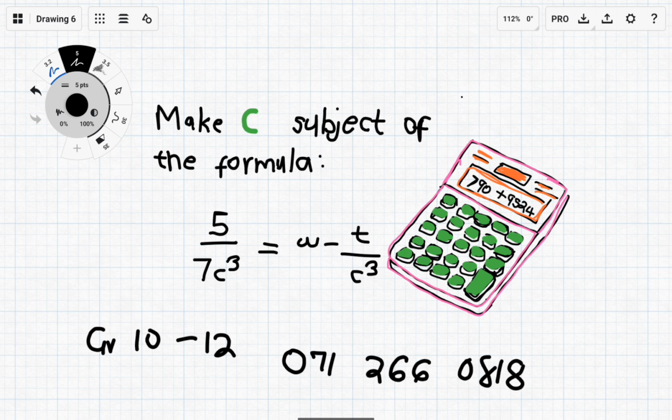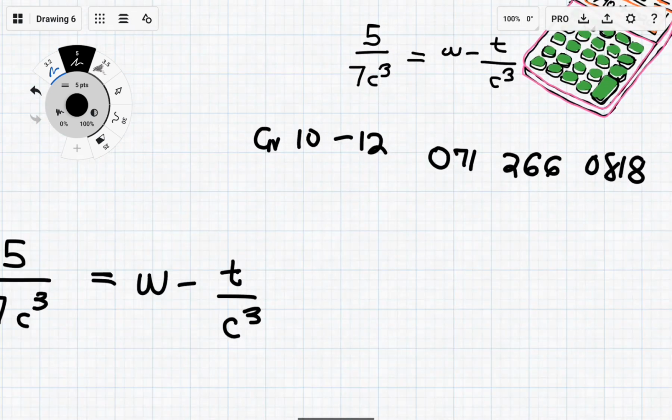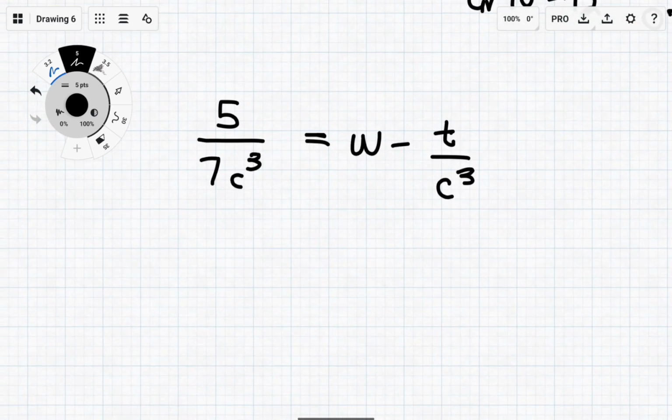So now let's make c the subject of the formula according to the question. What we have is 5 divided by 7c cubed, which is equal to w minus t over c cubed.